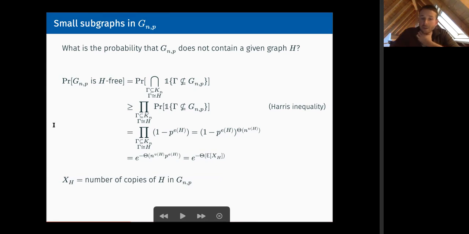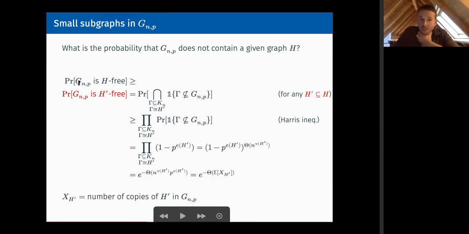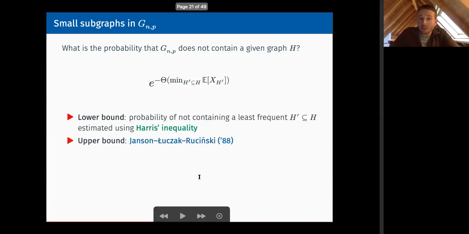Okay. Now we can repeat the same, but instead of bounding the event that G(n,p) is H-free, we're going to look at the event that G(n,p) is H'-free for some H' which is a subgraph of H, right? So this is clearly a lower bound on the probability that G(n,p) is H-free, right? And repeat exactly the same calculation as before, now with H' replacing H. And what we end up with is that this is at least e to the minus the expected number of copies of H'. So putting it all together, we have that the probability that G(n,p) does not contain H is at least e to the minus this value.